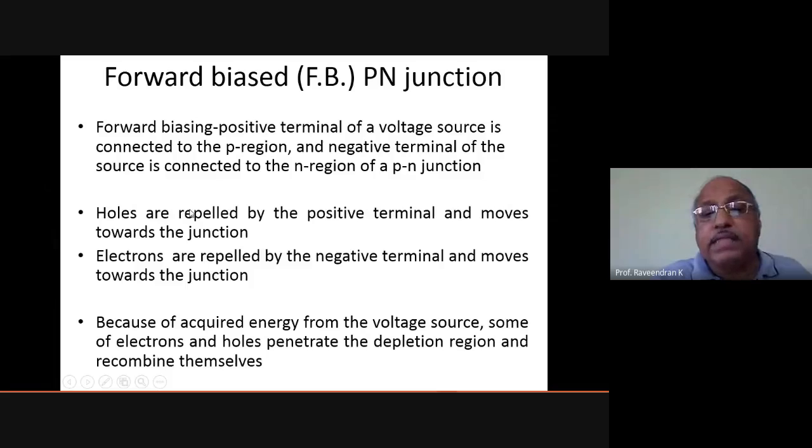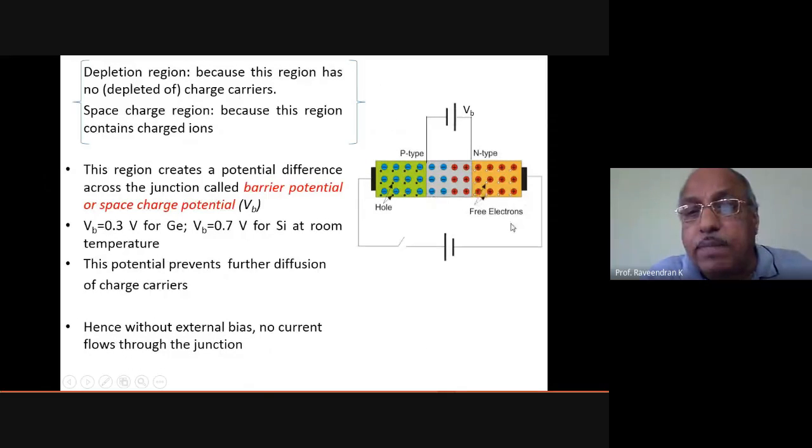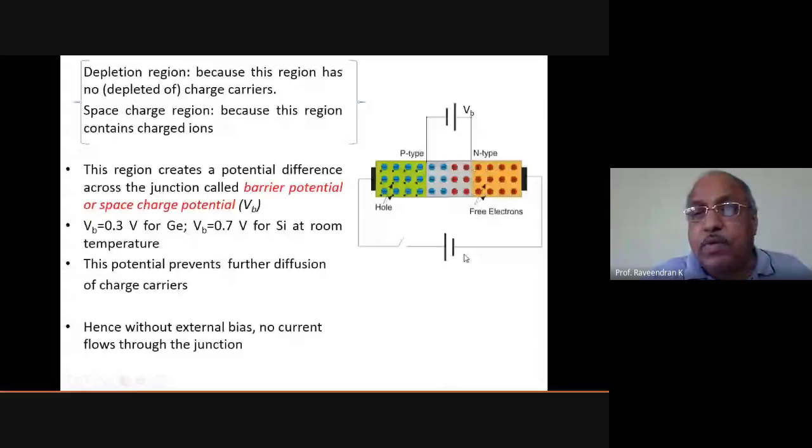Holes are repelled by the positive terminal and move towards the junction. Electrons are repelled by the negative terminal and move towards the junction. That is shown here. Holes are repelled, isn't it? And electrons move towards the junction. Here the electrons are repelled, and because there are a number of electrons repelled by the negative polarity, they move towards the junction, isn't it? Hence they reach the PN junction.